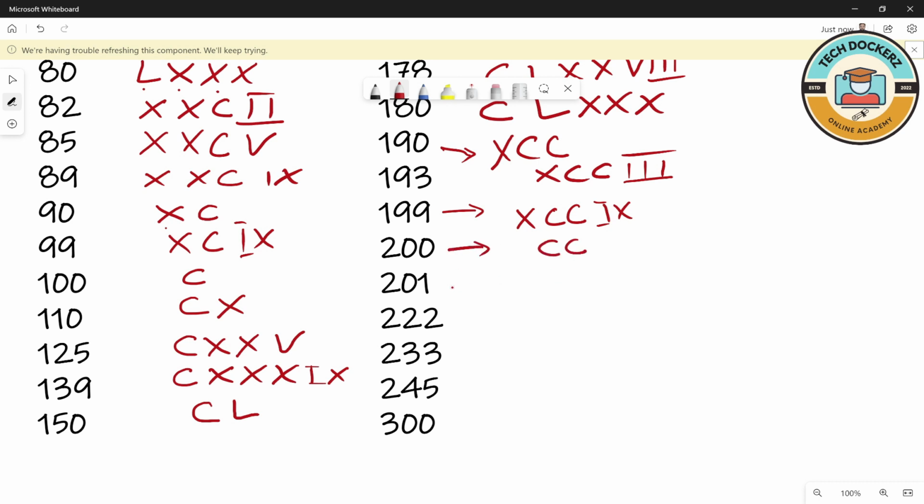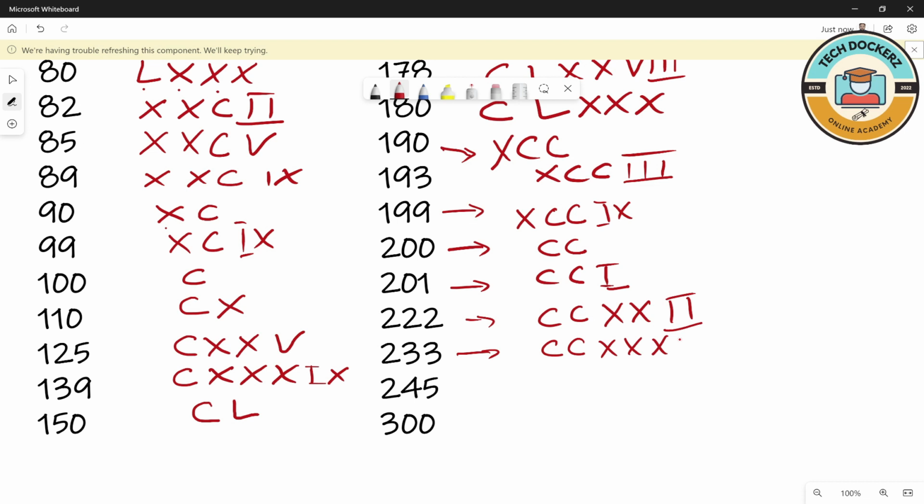Now let's write 200. CC represents 200. CCI, which represents 201. How can we write 222? CC represents 200 plus X, which represents 20, and then 2 I's, which represent 2. So 200 plus 20 plus 2. How can we write 233? Similarly, CC represents 200 and then 3 times X followed by 3 I's.